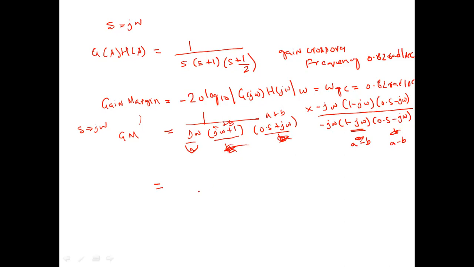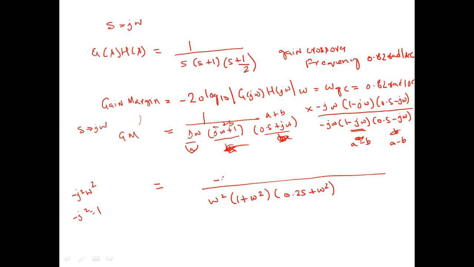So j omega and j omega will become minus j square omega square, and minus j square is nothing but 1. So directly you can write in the denominator omega square, a square minus b square. Minus of j square is again 1, so it is 1 plus omega square. Similarly there, 0.25, and minus of j square is 1, so it will be 0.25 plus omega square. On top, the same thing will remain, that is 1 minus j omega, 0.5 minus j omega, and the minus j omega.